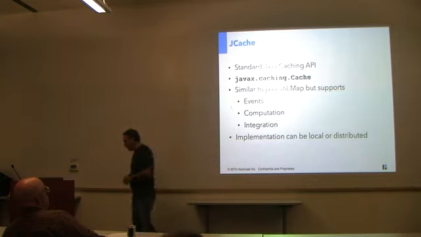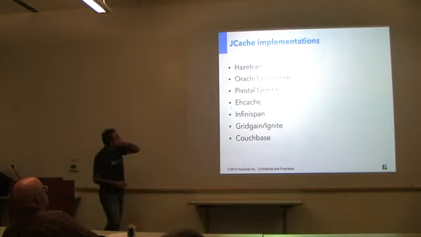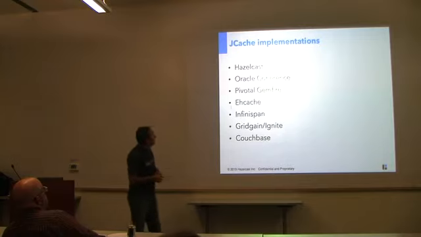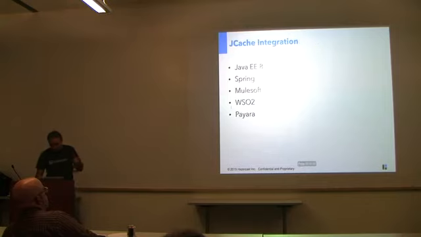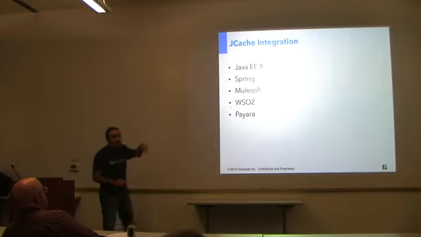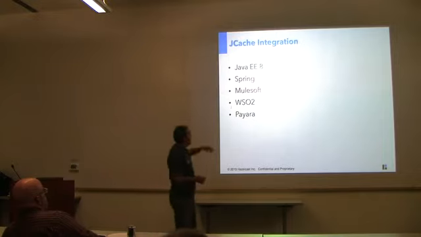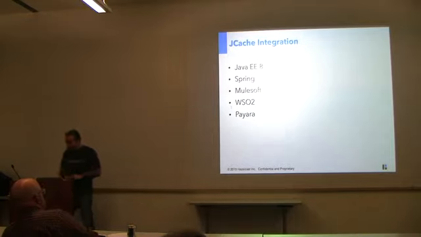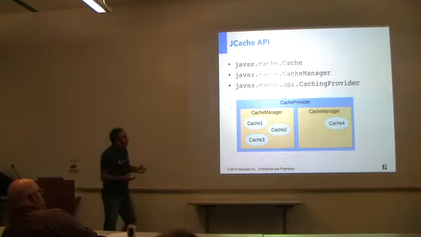So these are the implementations, or these are the guys who are planning to implement. There's quite a bit, so it's nice to have options. Of course, Java EE 8 will have it. Spring already does. MuleSoft and WSO2 and all the other guys. Tomee is in it too. Tomee will support that. Yes.